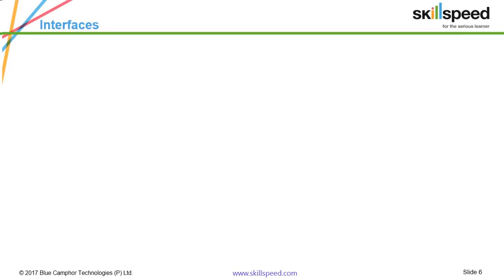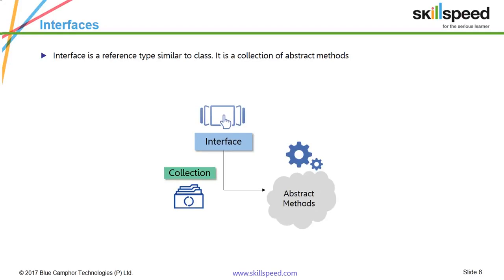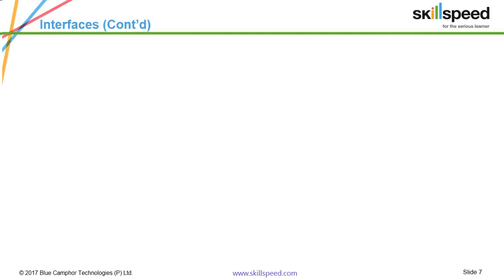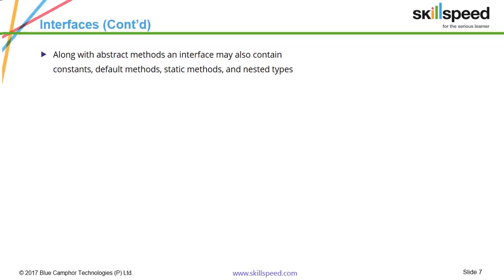Let us look at the basic introduction to the interfaces. Interface is a reference type similar to a class. It is a collection of abstract methods. A class implements an interface, thereby inheriting the abstract methods of the interface. Along with abstract methods, an interface may also contain constants, default methods, static methods, and nested types.